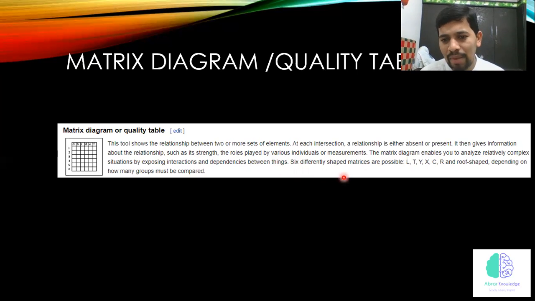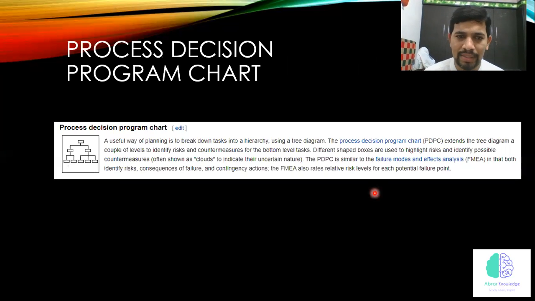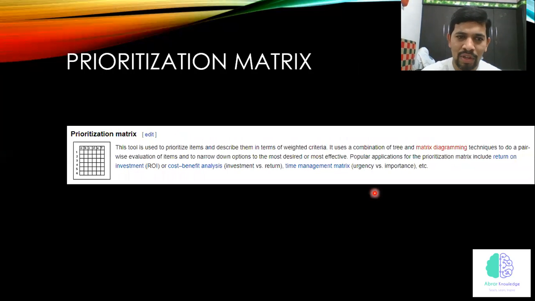Six differently shaped matrices are possible, like L, T, Y, X, C, R, and group shaped, depending upon how many groups must be compared. You can just do that matrix comparison. And then you have the process decision program chart. It is a useful way of doing the same thing. Let's take an example of this one.